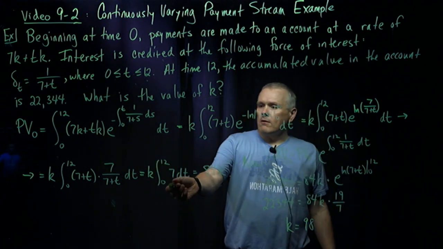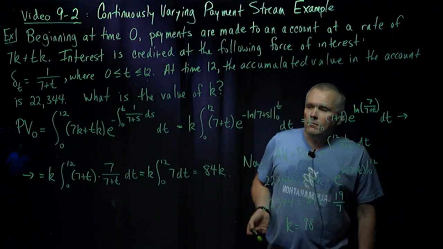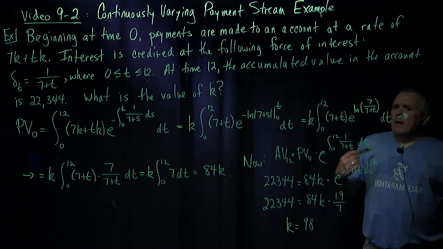In this case, we just need to integrate 7, which of course from the interval from 0 to 12 gives us 84k. That was the present value.